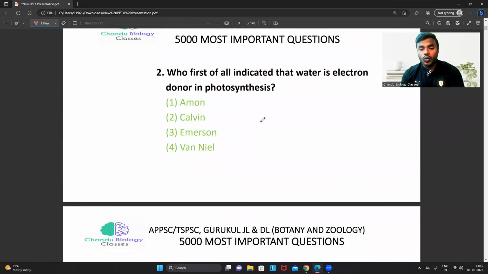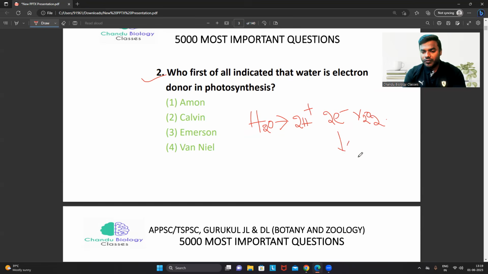So question number 2: I want you to remember the name of the scientist compulsorily, who first of all indicated that water is the electron donor in photosynthesis. You know, friends, when there is a breakdown of water, we have discussed, there is a release of 2 protons, there is a release of 2 electrons, and there is a release of half a molecule of oxygen. And you know very well, these 2 electrons are accepted by Photosystem 2.